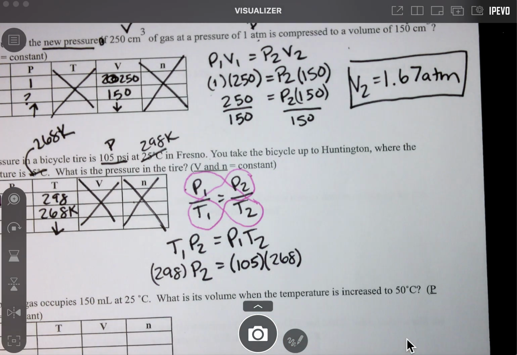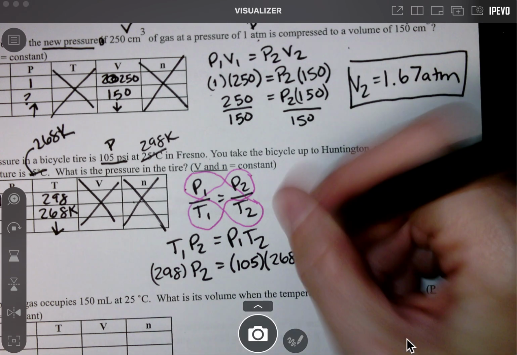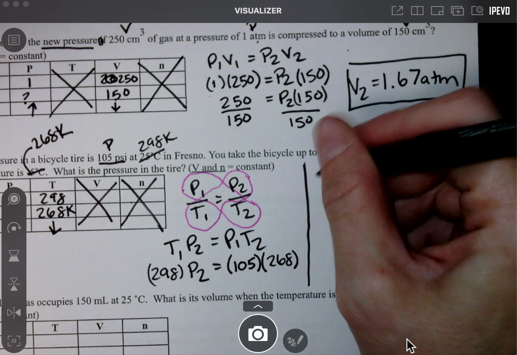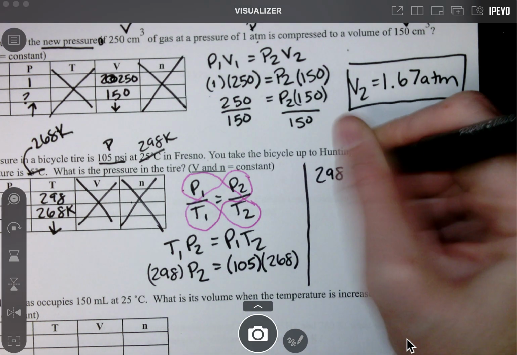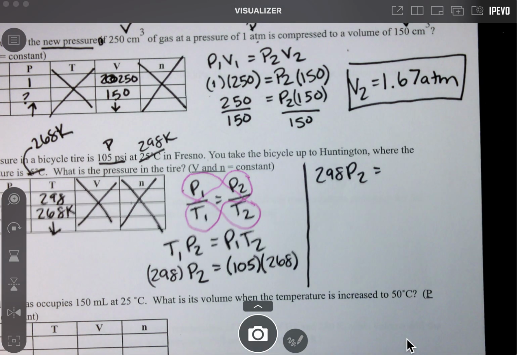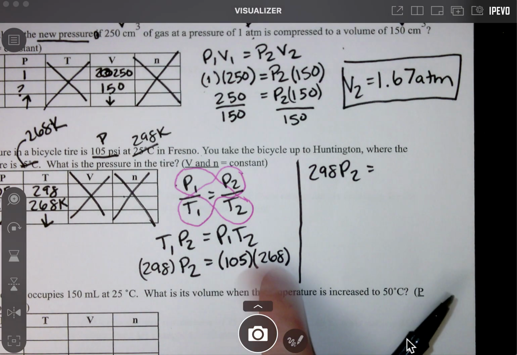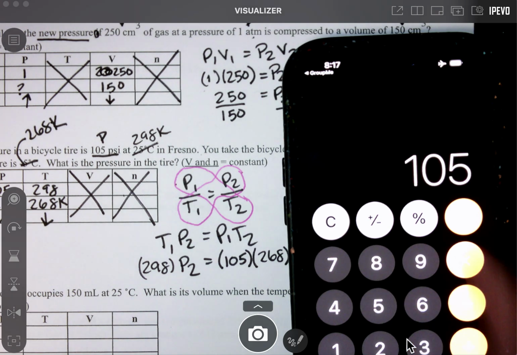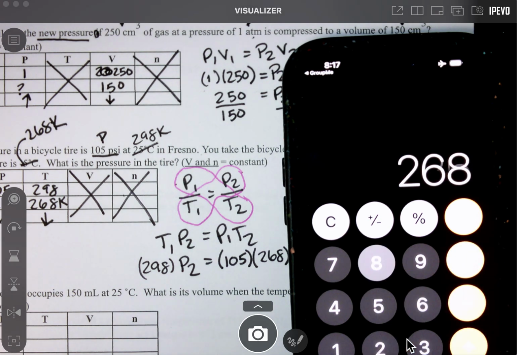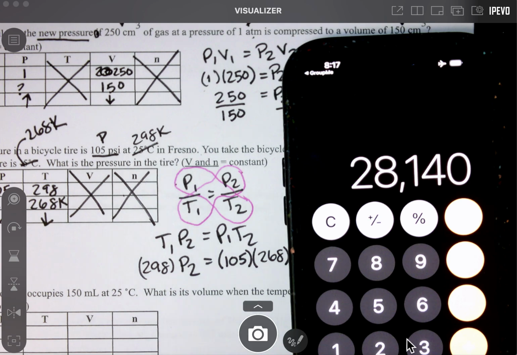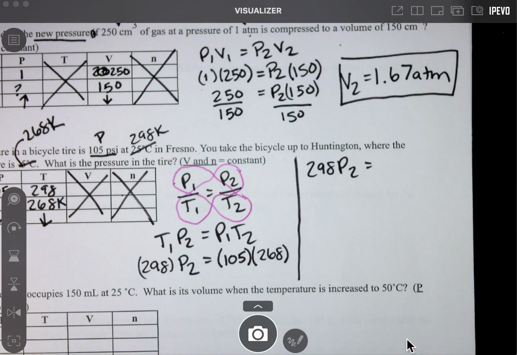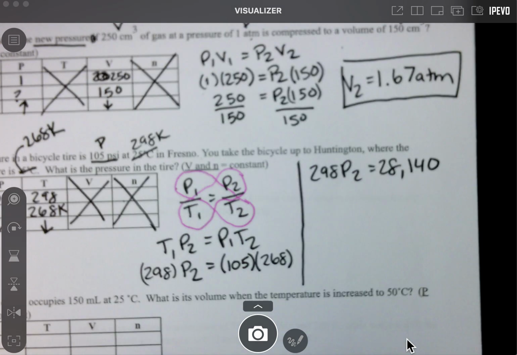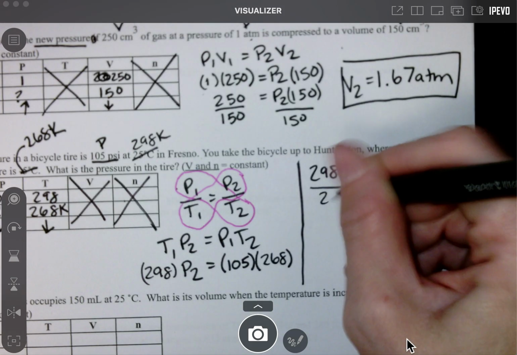Okay, so I've kind of run out of room here, so I'm just going to draw a line and start again up here. So on the left side, I still have 298 P2. And on my right side, I can multiply these numbers together. So 105 times 268, I end up with 28,140. I divide each side by 298.